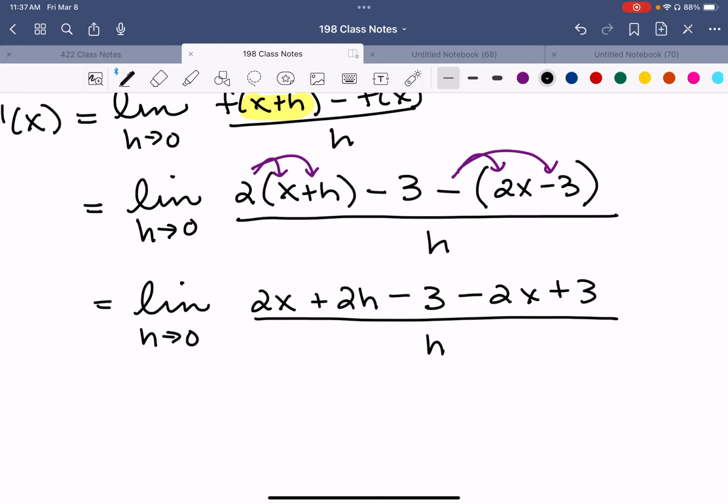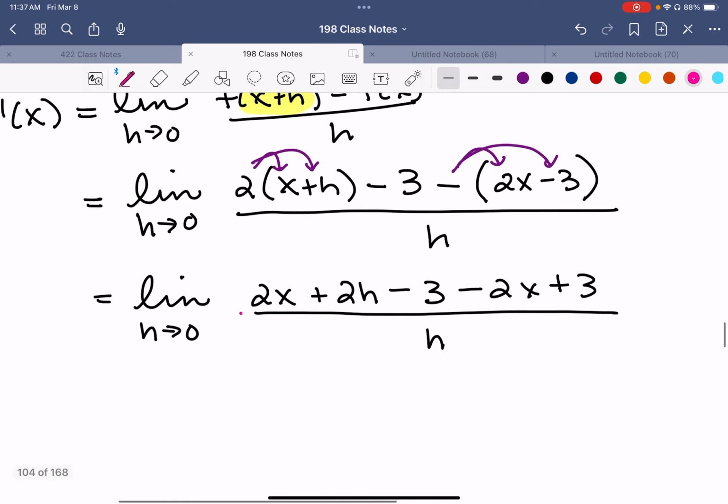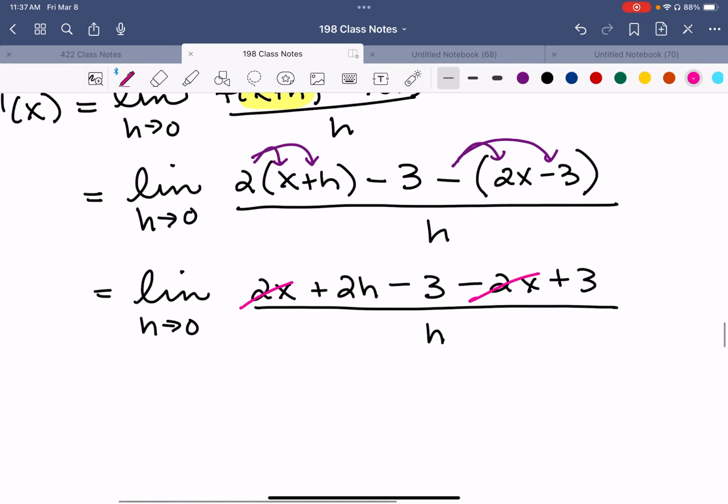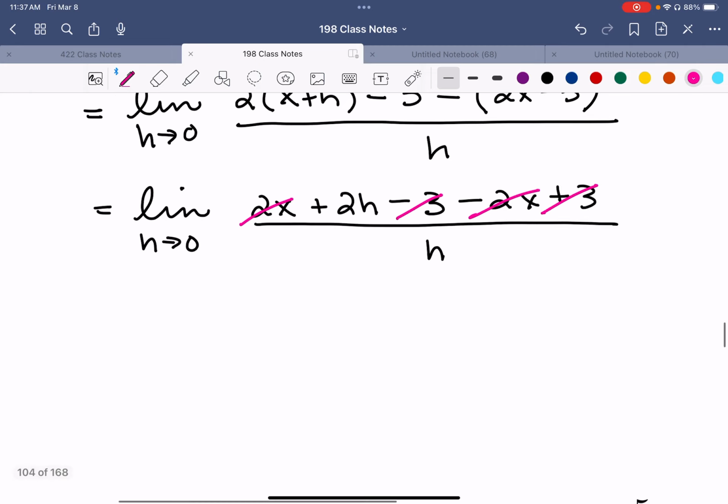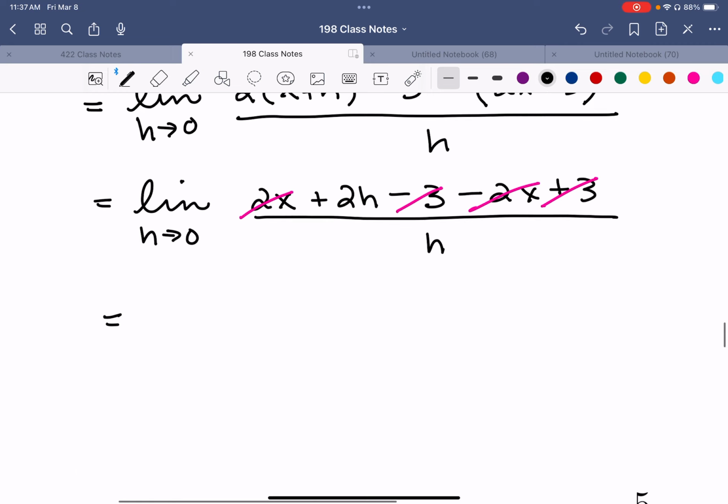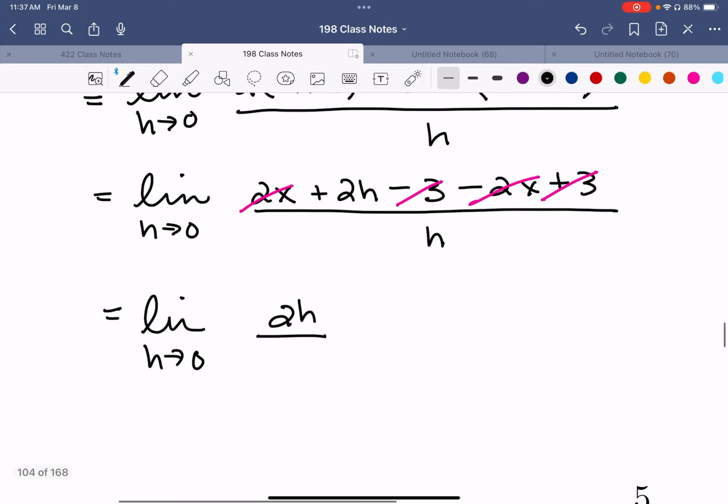Okay, now this is kind of set up in a particular way, so certain things should happen the same every time. If you look in the numerator here, everything that does not have an h should cancel, and it does. So my 2x here cancels with my negative 2x over here. My negative 3 cancels with the positive 3, and what I'm left with here, and it's always good to rewrite this before you do anything with the h's, is 2h is the only thing left on the top, and an h is the only thing left on the bottom.